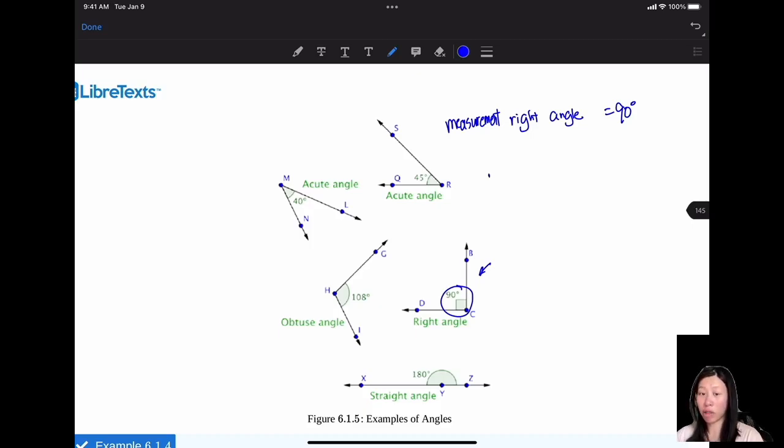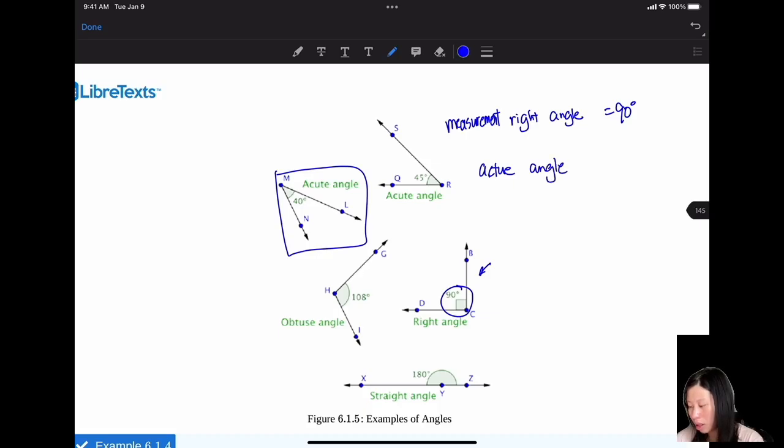And then an acute angle is what? The angle whose measurement is between 0 and 90 degrees, which is less than or smaller than a right angle, then we call it an acute angle, which is this one, angle LMN. It is in between 0 and 90 degrees.